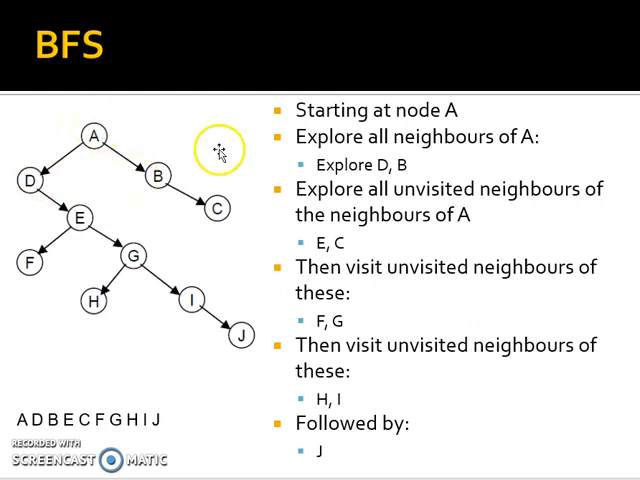Now I'm going to explore all the unvisited neighbours of the neighbours of A. So the neighbours of A are D and B. The unvisited neighbours of the neighbours of A are E and C. Then I'm going to visit the neighbours of the neighbours of A, and that becomes F and G. And then visit H and I and J. So eventually you're visiting the neighbours of A, the neighbours of the neighbours of A, and so on. And it is breadth first, and that's where it gets its name from.